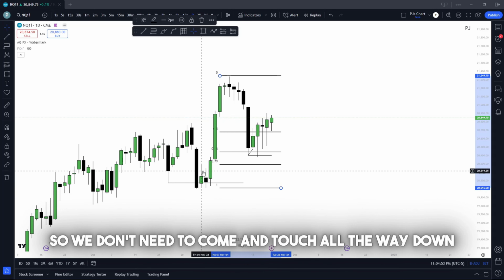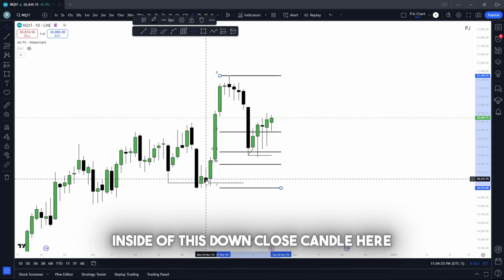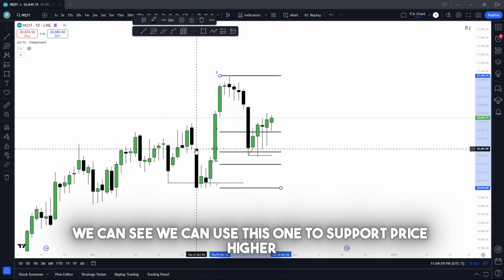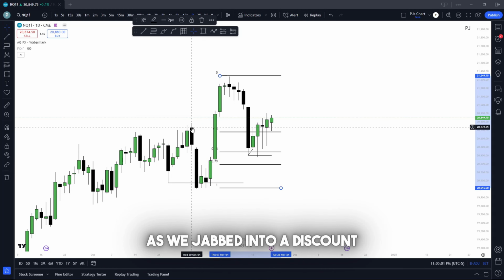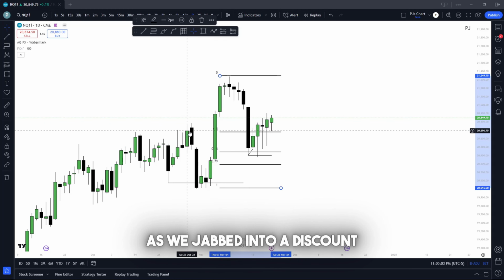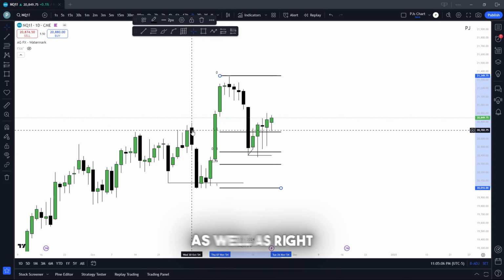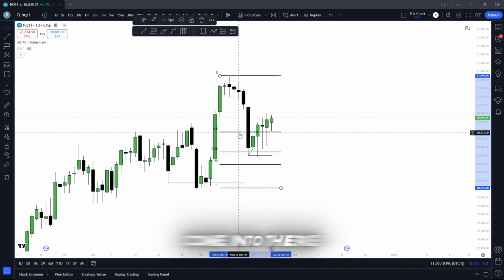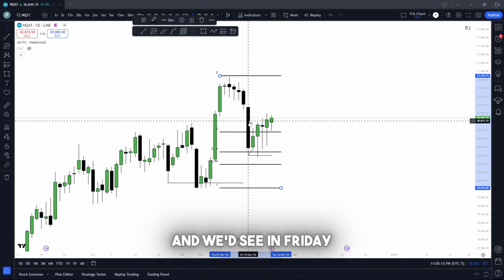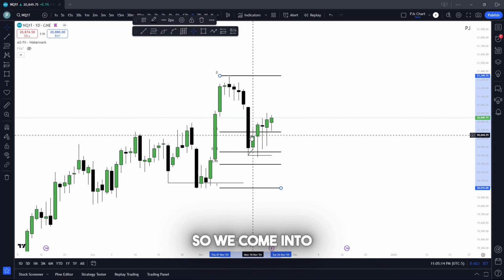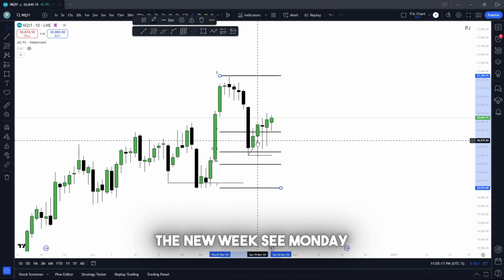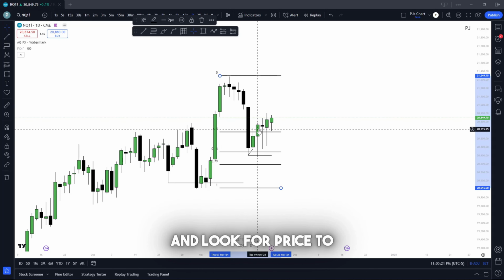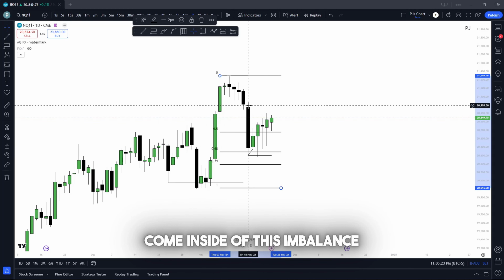So we don't need to come and touch all the way down inside of this down close candle here. We can see we can use this one to support price higher as we jabbed into a discount, as well as this candle being right above a discount. So it makes sense to go ahead and come into there, and we see in Friday we wouldn't be really looking for a reversal. So we come into the new week, see Monday, Tuesday, and we're able to look for a narrative to be able to long and look for price to come inside of this imbalance into the candle's high.